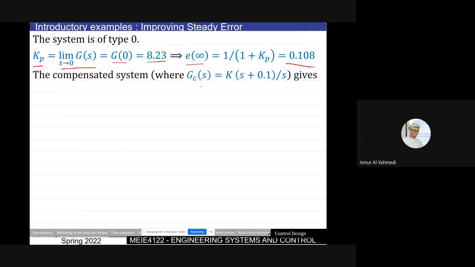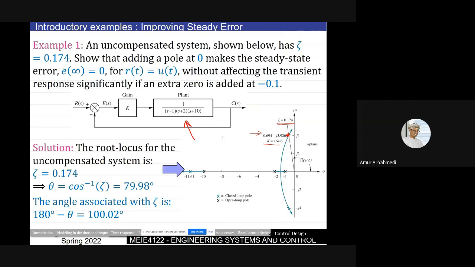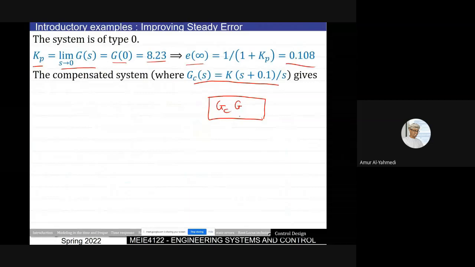So if I introduce this as my new controller, what will be my plant now? What will be the overall system? If I put them together, Gc times G. What will it be? G, we have it. This is G: 1 over S plus 1, S plus 2, S plus 10. So Gc times G will be K S plus 0.1 over S, times 1 over S plus 1, S plus 2, S plus 10.